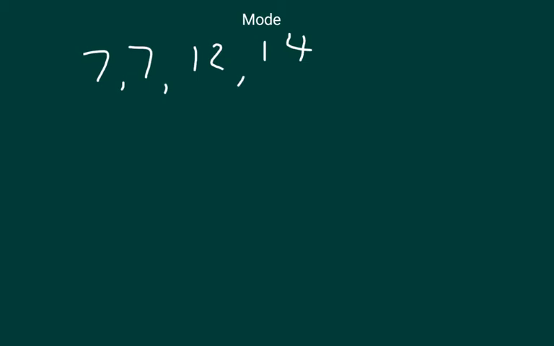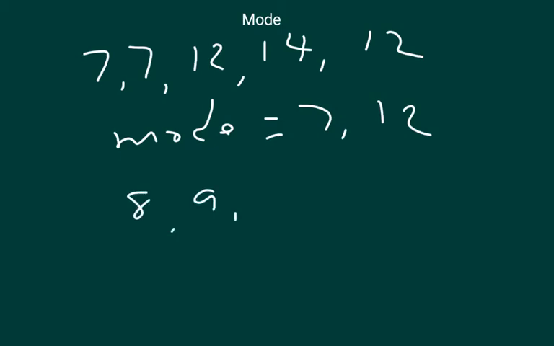Probably the simplest measure of central tendency is mode. It's the number that occurs most often in a set of numbers. In this case, our numbers are 7, 7, 12, and 14. There's two 7s. There's no other numbers that occur more than once. So the mode in this set of numbers is a 7. If we put another 12 in this set, we'd say the modes are 7 and 12. There can be two modes. Or if our numbers are 8, 9, 12, and 15, there would be no mode because they all occur only one time. So you can have more than one mode, or you might not have a mode at all.